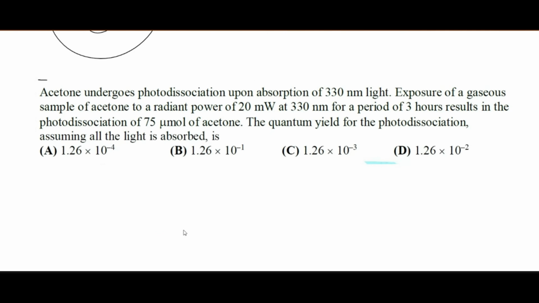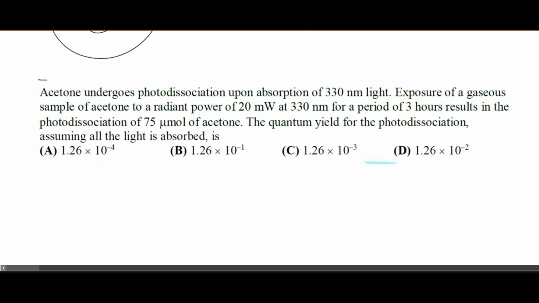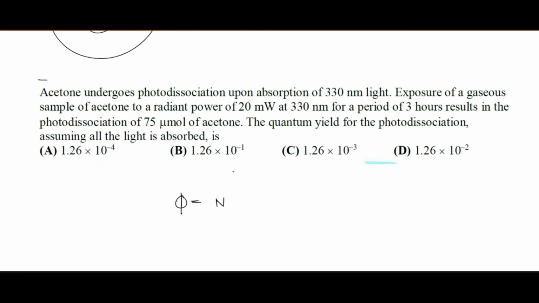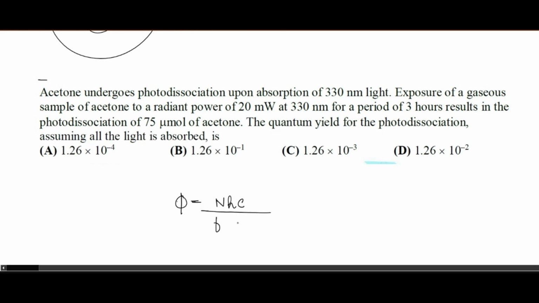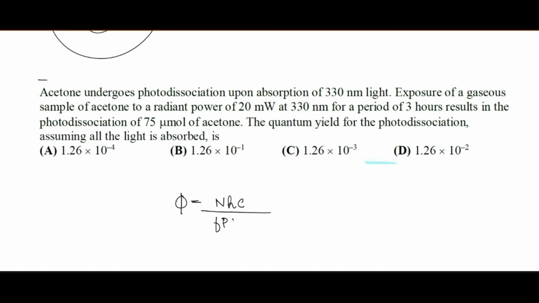Other than the quantum yield equation, then we'll solve. Quantum yield is equal to the number of molecules dissociating, into h, Planck's constant, into velocity of light, divided by the factor efficiency into power into time into lambda. This is the equation for quantum yield.